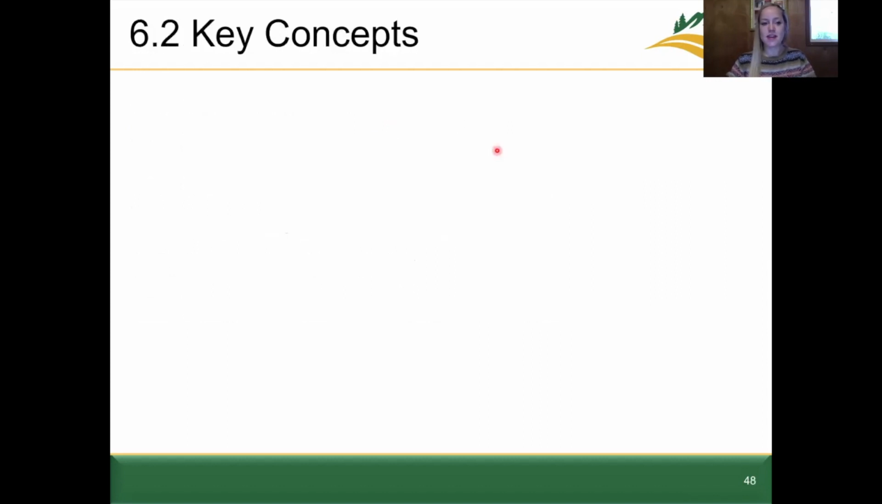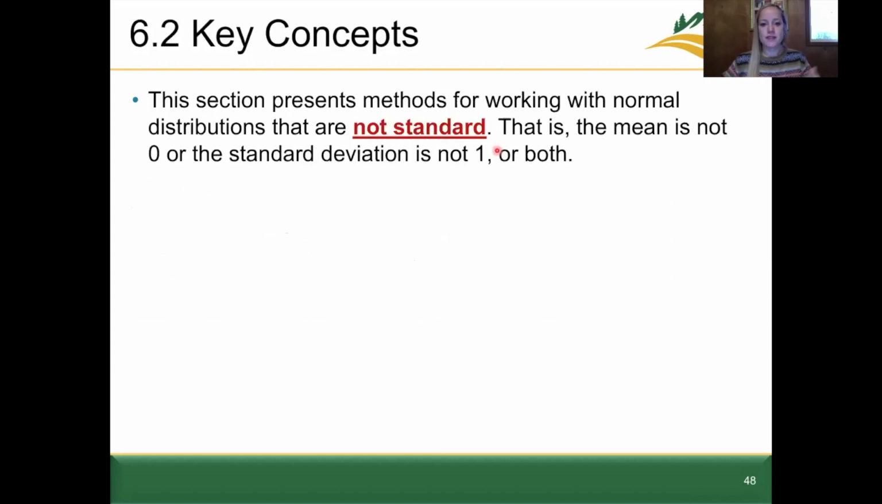Okay, so key concepts in 6.2. This section specifically presents methods for working with a normal distribution that is not a standard normal distribution. For normal distributions, the mean is not always 0, the standard deviation is not always 1, or some combination of these as well. So sometimes the mean is not 0 and the standard deviation is not 1.